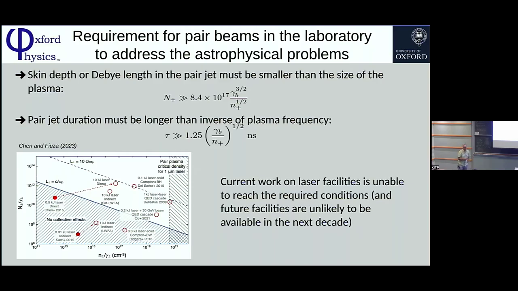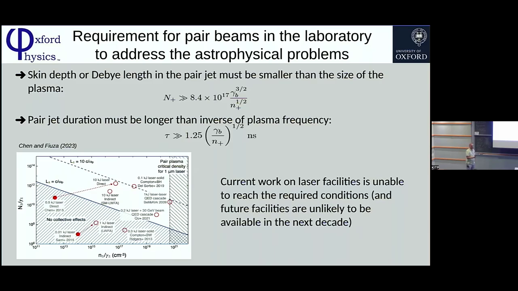Now, if you put that on the table here, this is the number, this is the density, and the red dots correspond to experiments that have been done at laser facilities. The line here is where you want to be. You want to be above this line in order for these two conditions to be satisfied. You see that these two experiments are below the blue line, so the beam is not really behaving as a plasma, but just as a collection of individual particles. So there are no collective processes at play. The red circles correspond to proposals for future experiments at different laser facilities.